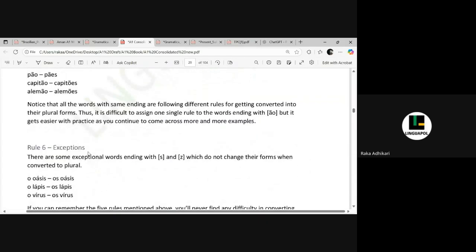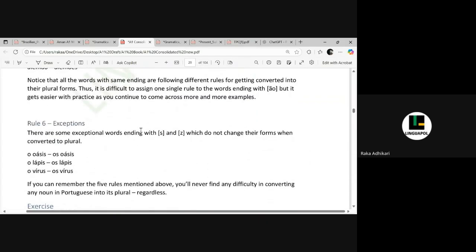Moving on to the last one, that is rule number 6. This is not a rule, but it talks about exceptions. There are some words which we use the same word in singular and plural, or it doesn't have a plural at all. Like the word oasis. Do you know what is an oasis in English? In deserts, right? If there's a small patch of water in the middle of a desert, that is called an oasis. And there will be small plants beside the water body.